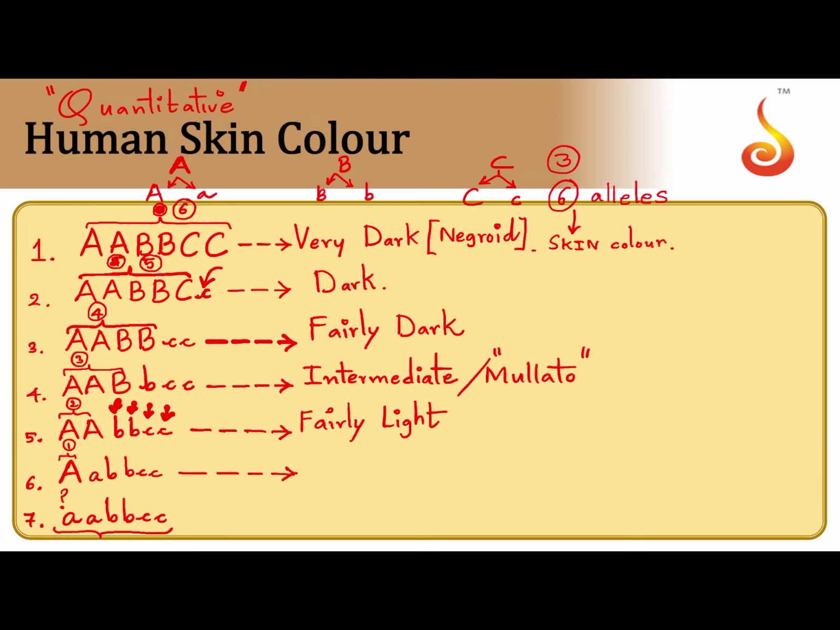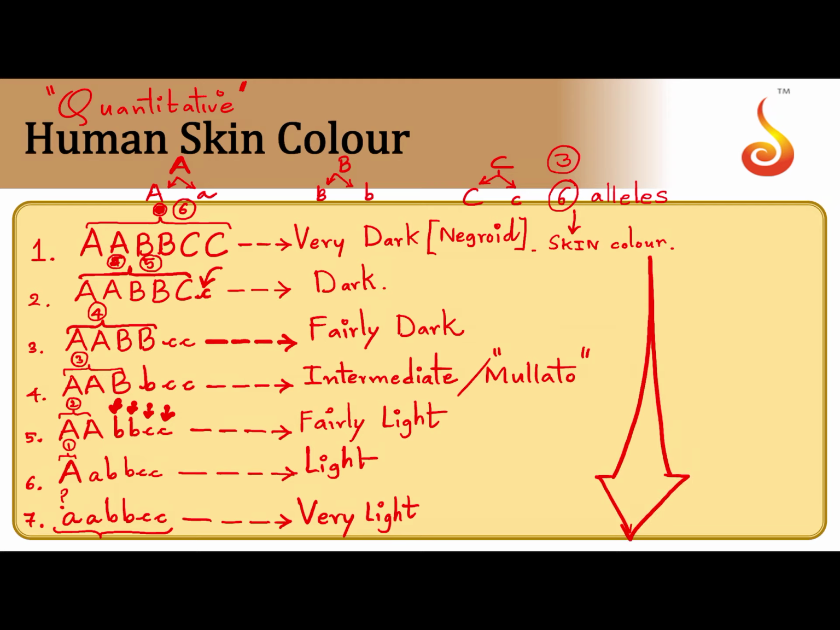Then can you guess what happens here where there's 1 dominant? It just becomes light. And without any dominant, the skin color will be very light. So notice the trend, all of you, as we go down. We are moving from example 1 to example 7, that is genotype 1 to genotype 7.